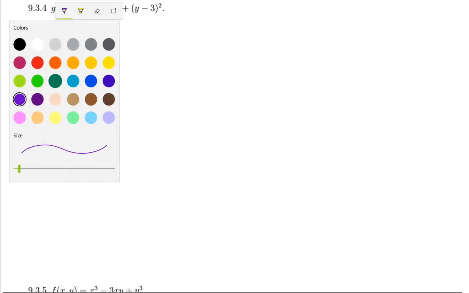Let's change colors for fun. Let's do a dark green, because the green never shows up well on the board, in my opinion. Anyway, so I've got a chain I have to deal with here. I've got an x minus 1 inside of a square and a y minus 3 inside of a square. So I'm going to have to be very careful to chain this correctly.